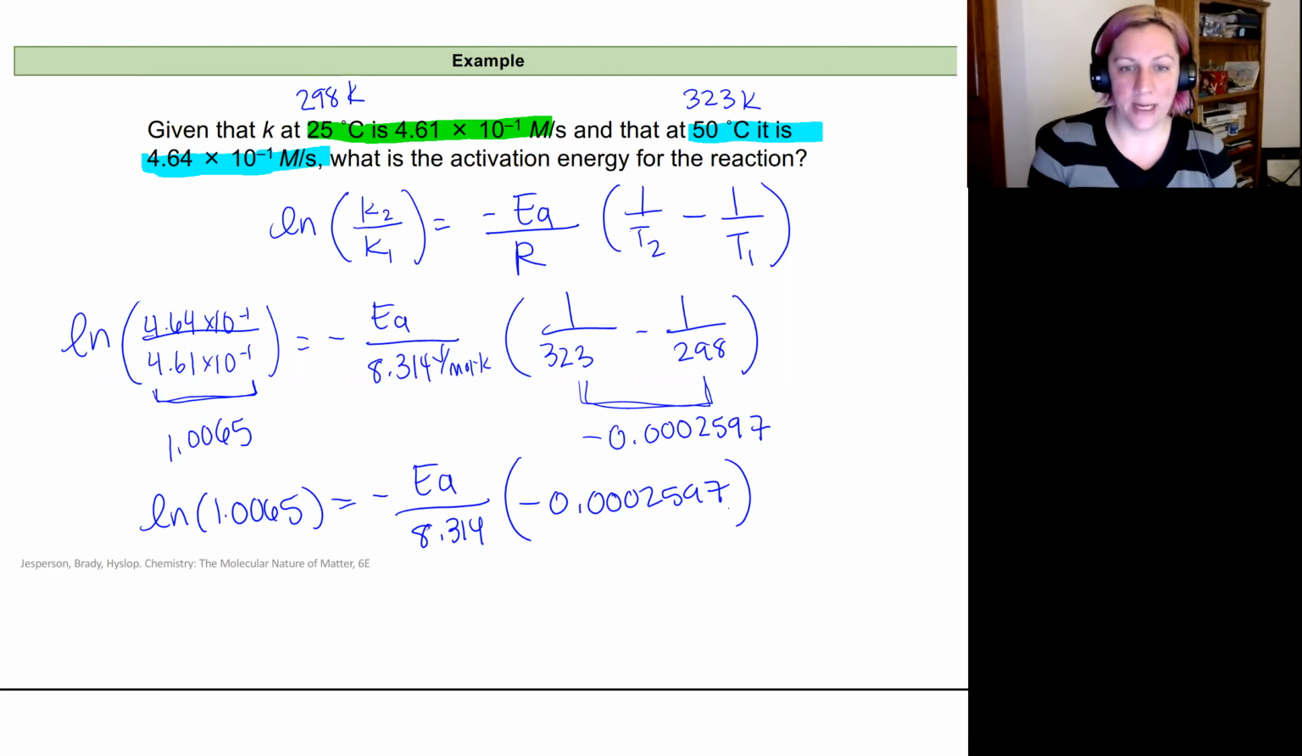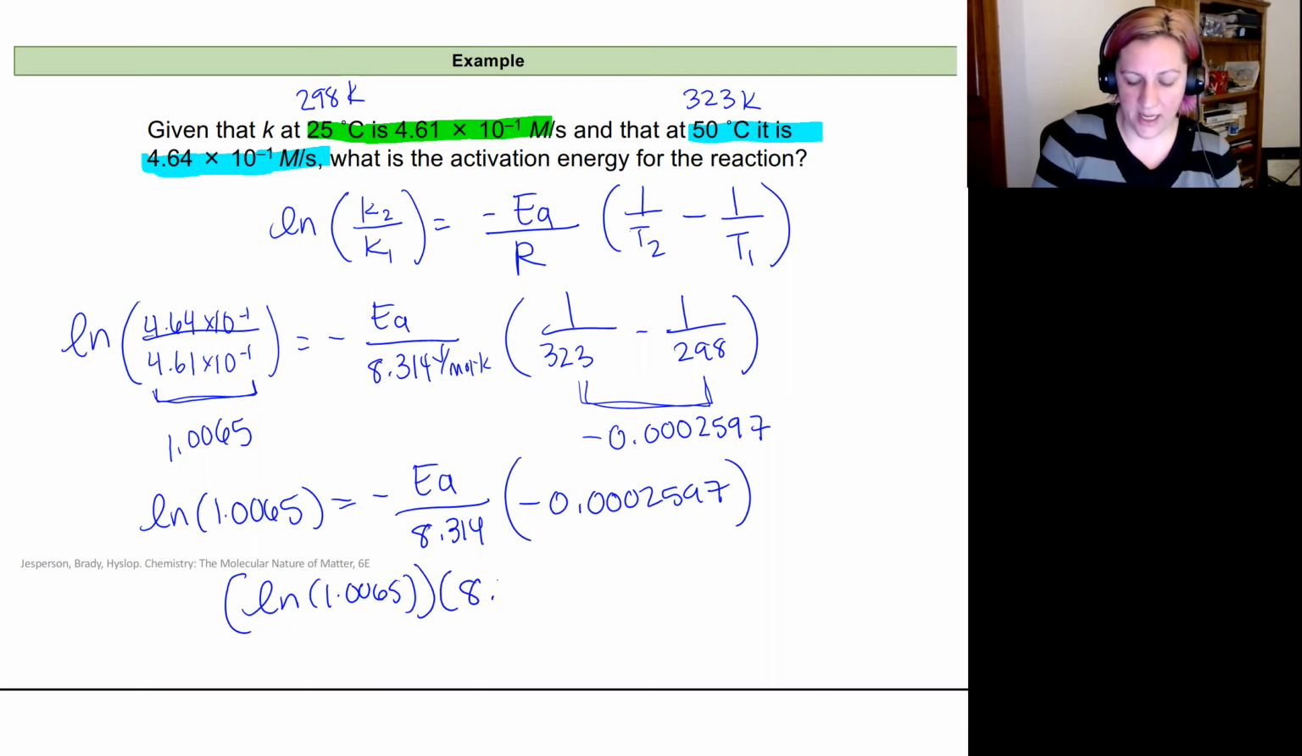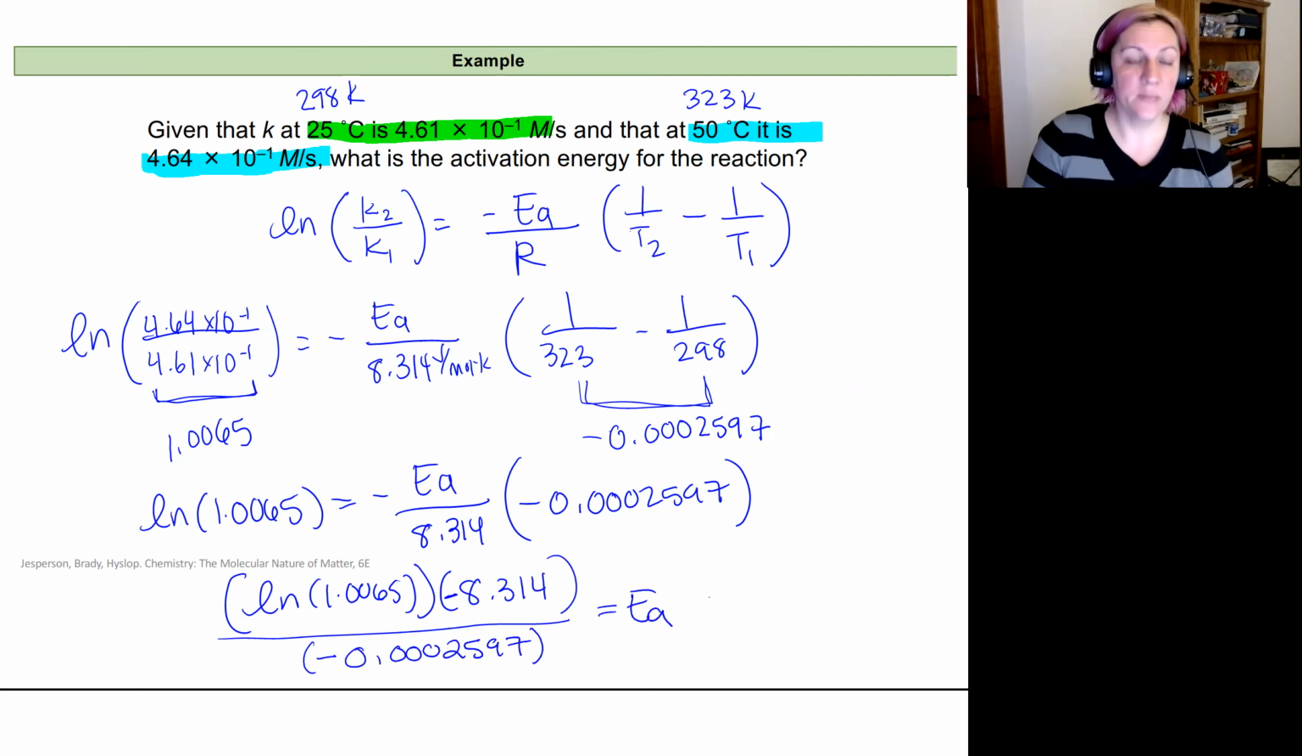Then when I rearrange this, I'll have my natural log of 1.0065 times my negative 8.314, and then divided by my negative 0.0002597. And that should give me my activation energy, which when I calculate it, I get a value of 208 joules per mole.